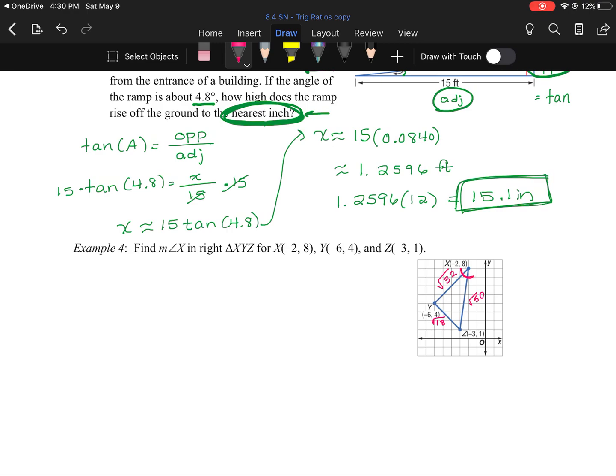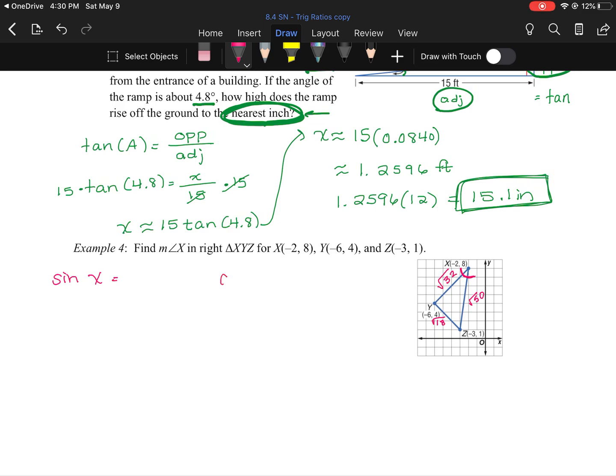All right, and they want the measure of angle x, so that's this one here. Now this is where you have some choice. Since we know all three sides, you are able to use any of the ratios. And actually, I might do each of the ratios. That way you can see that we do get the same answer. So let's start with sine.